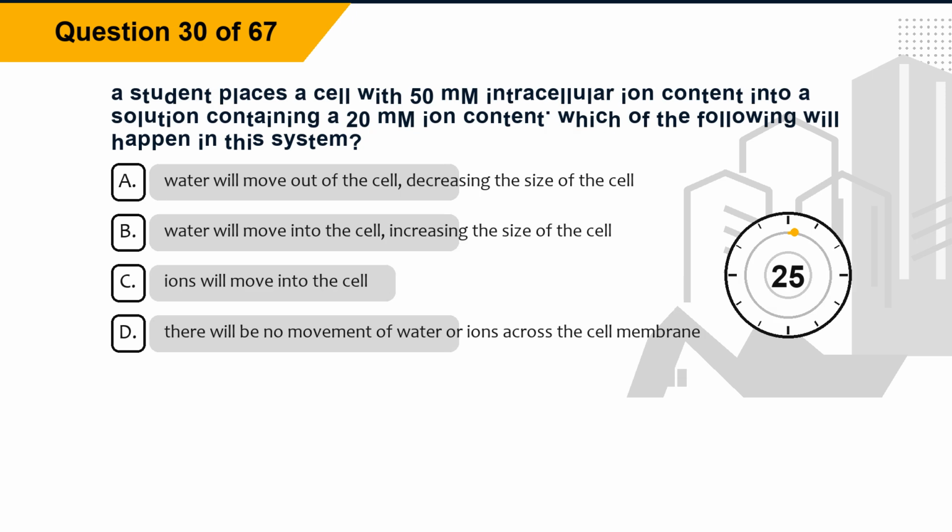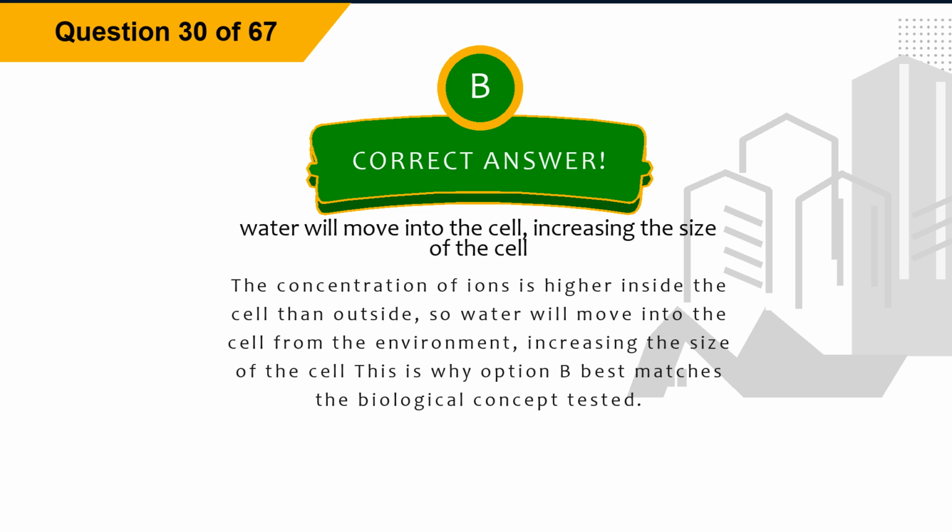Question 30. A student places a cell with 50 mM intracellular ion content into a solution containing a 20 mM ion content. Which of the following will happen in this system? Option A, water will move out of the cell, decreasing the size of the cell. Option B, water will move into the cell, increasing the size of the cell. Option C, ions will move into the cell. Option D, there will be no movement of water or ions across the cell membrane. The correct answer is option B, water will move into the cell, increasing the size of the cell.